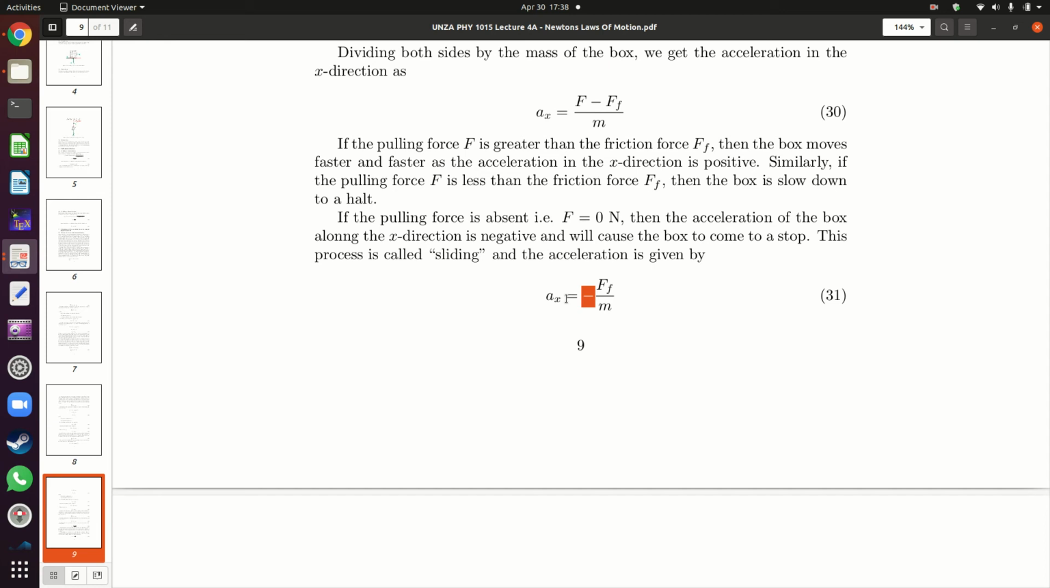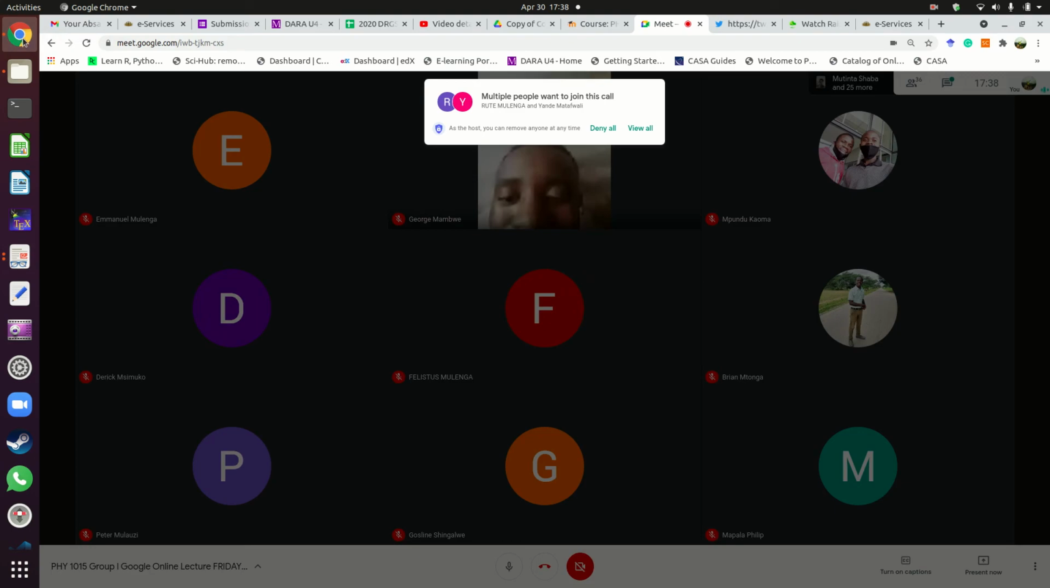Are we clear? So this is how you find the acceleration when an object is sliding. Are there any questions?